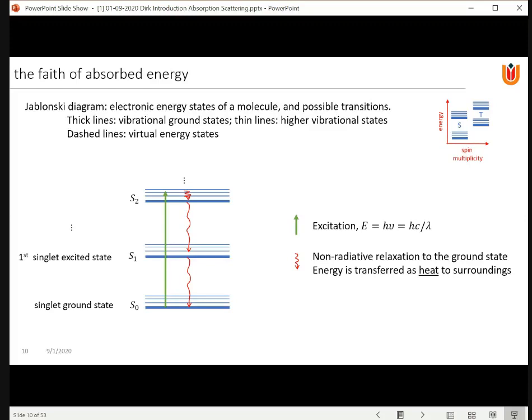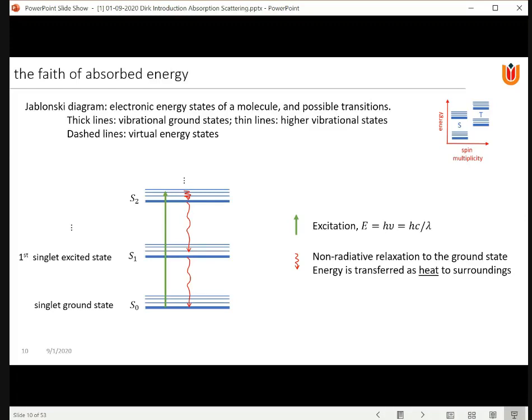And then the arrows in the diagram indicate what happens when we shine light. In this case, the green arrow is an excitation. That's a photon with energy E equal to h times nu, or h times the speed of light over the wavelength. When you have an excitation photon incident on that molecule, you can excite the molecule from its ground state to an excited state, and from there a few things can happen.